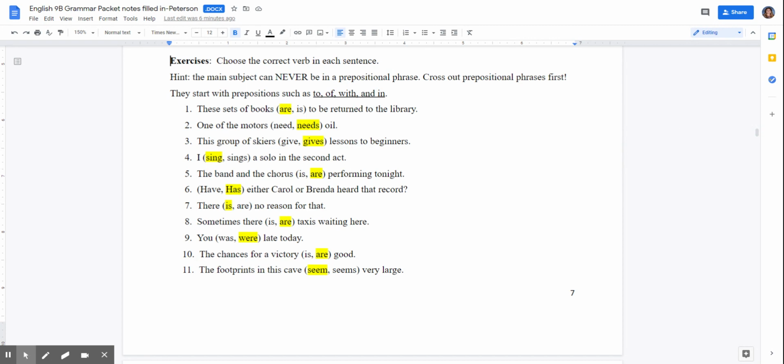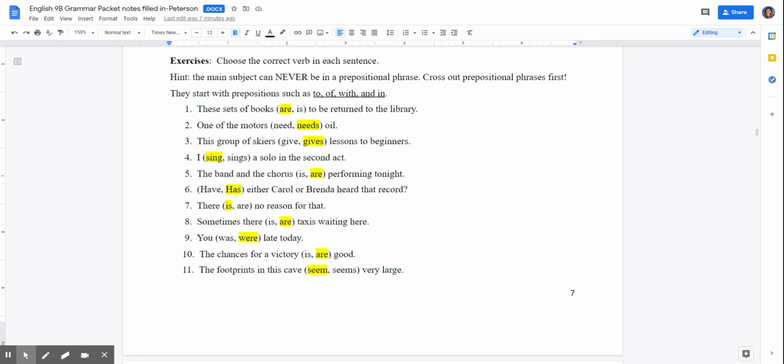These sets of books are to be returned to the library. Okay? Books are. Two, one of the motors needs oil. One needs. Three, this group of skiers gives lessons to beginners. Group gives. Four, I sing a solo in the second act. I sing. Five, the band and the choir are performing tonight. This is two subjects connected by the word and, so it's considered plural.